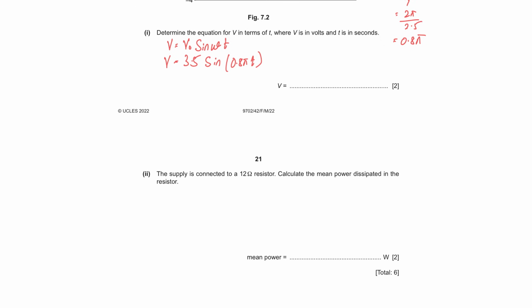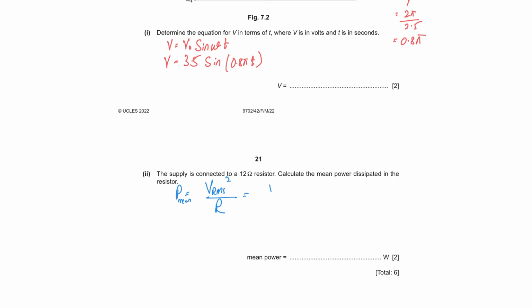Part 2 says the supply is connected to a 12 ohm resistor. Calculate the mean power dissipated in the resistor. So the mean power can be calculated using the RMS value. So power is equal to V squared over R, but we'll be using the root mean square value of voltage.